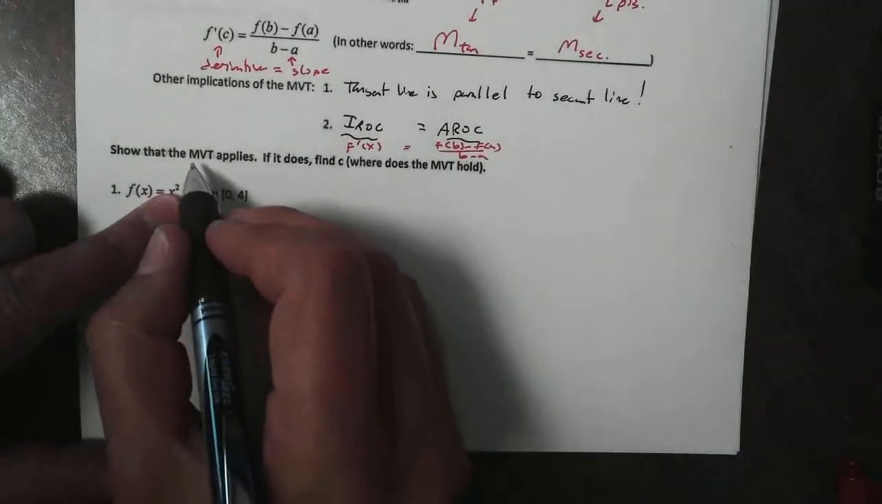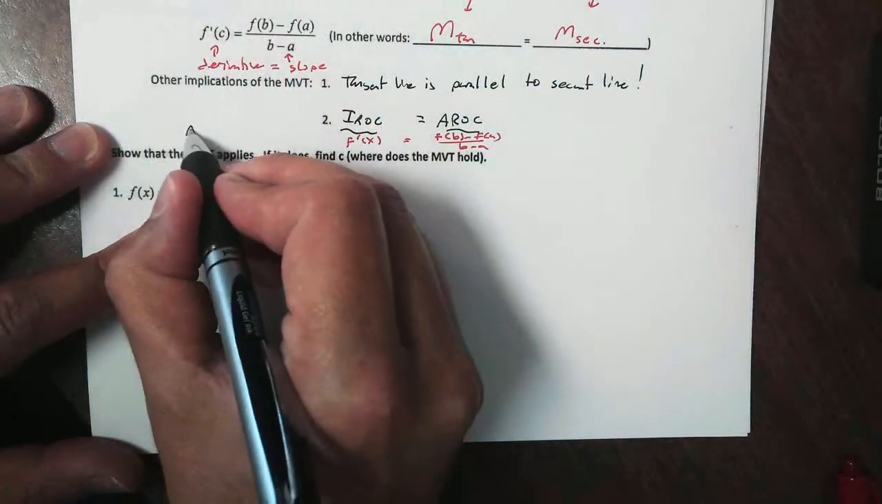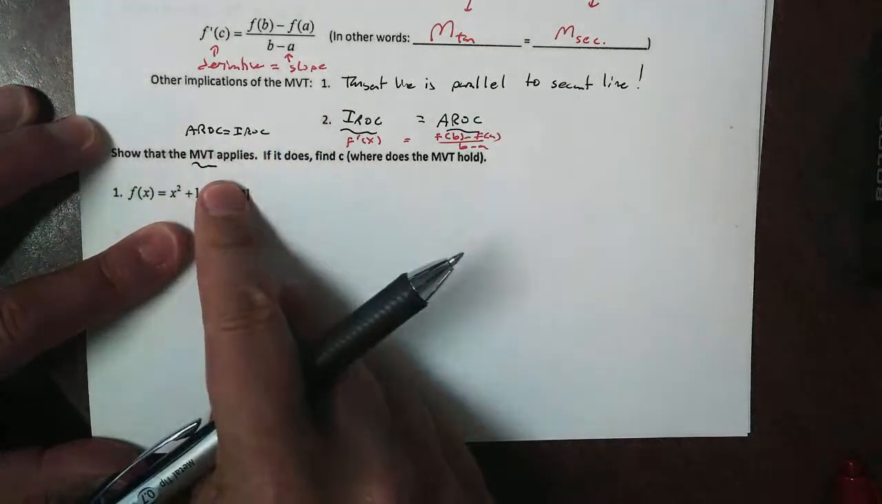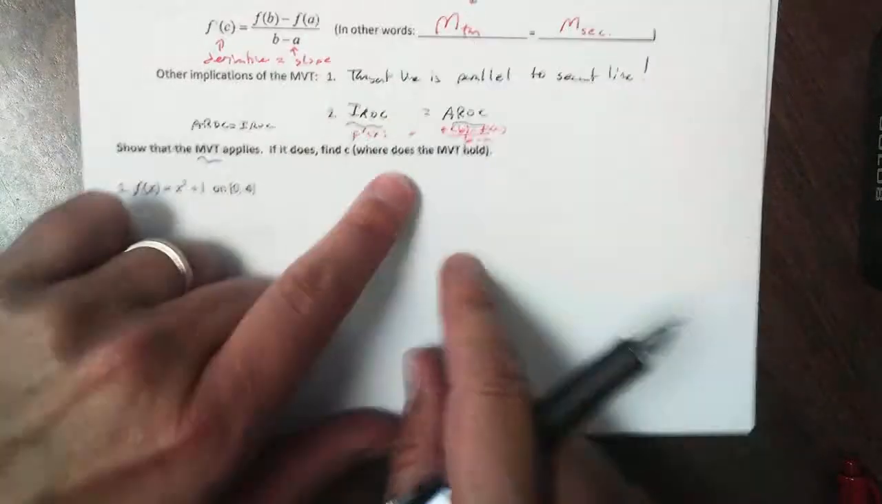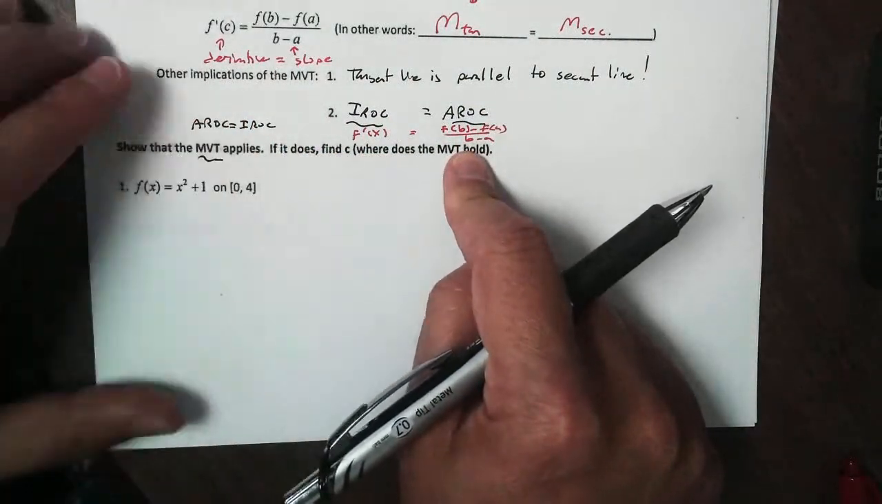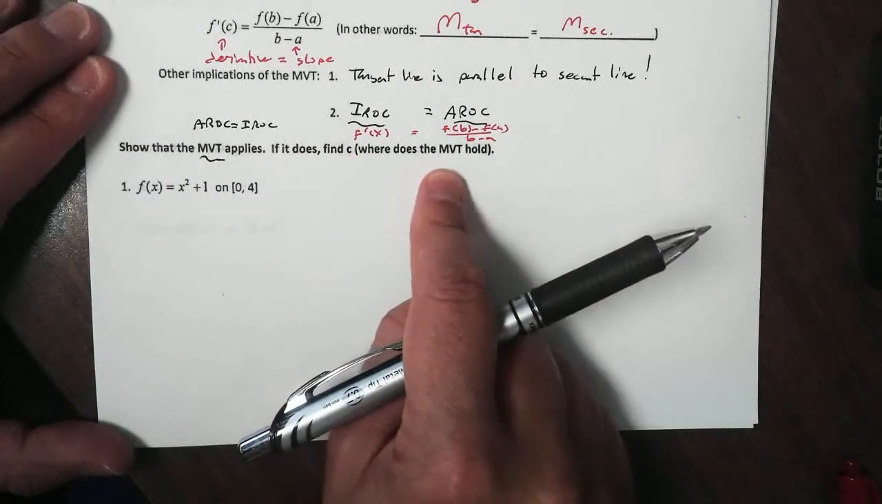Show that the MVT applies. Now, anytime they say the phrase MVT, all you have to remember, AROC equals IROC. That's it. MVT, AROC equals IROC. That the slopes are equal. That the slope of my tangent line equals the slope of my secant line. AROC equals IROC. If it does apply, find c. Where does the MVT hold?